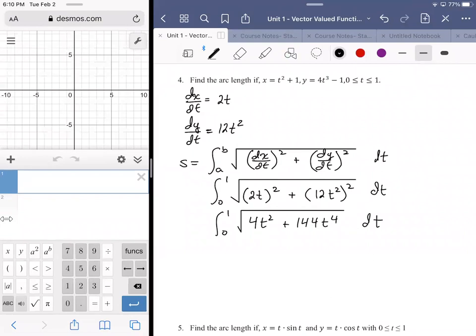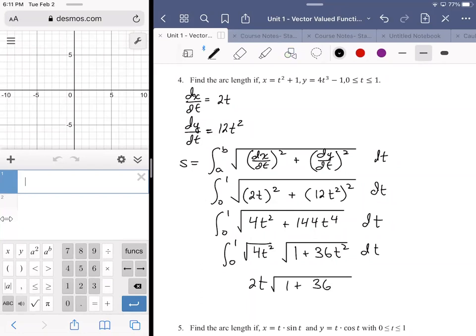Now we have a common factor of 4t squared that can be pulled out. If you pull out a radical 4t squared, I'll show the intermediate step. We have 4t squared, that's going to become a 2t. That's going to leave us with the square root of 1 plus 36t squared over the interval of 0 to 1, dt. So cleaning up further, we have 2t times the square root of 1 plus 36t squared, everything else staying the same.